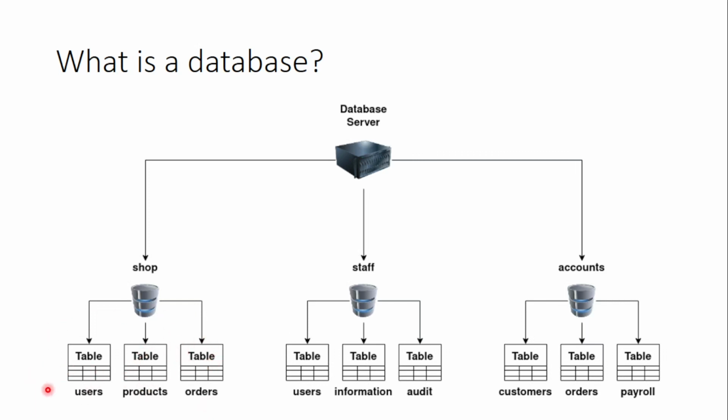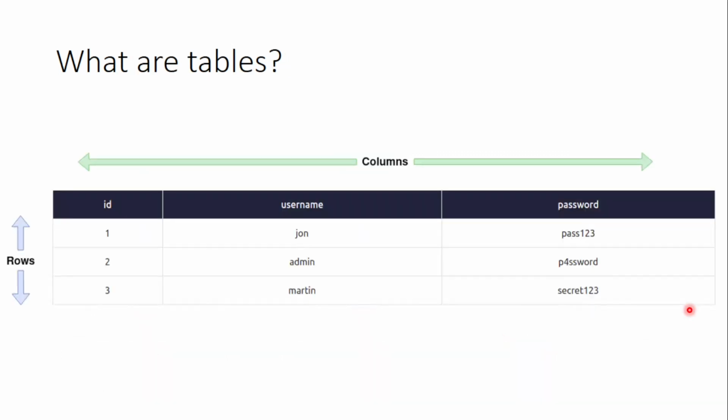The tables are identified with a unique name for each one, and we can see the structure here in this diagram. But we can also see how a business might have other separate databases to store staff information or accounts for the team. So what are tables?